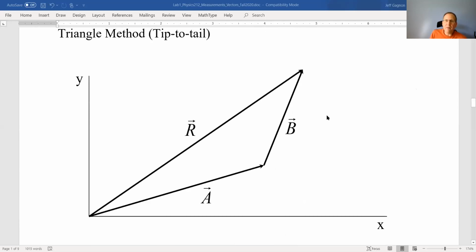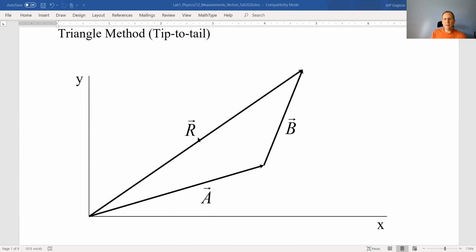And then finally, if I draw a vector from the tail of the first vector, so from the tail of A or from the origin, to the tip of the second vector, which is right here, that's going to be what we call the resultant vector, which is A plus B. So this is the sum. The resultant is the sum of A and B, the sum of these two vectors.